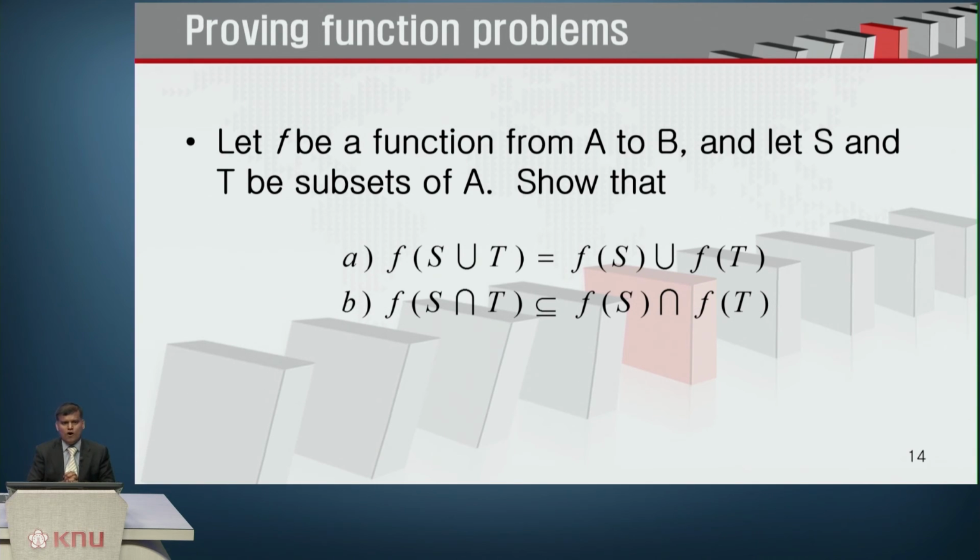We are here to prove function problems. Let f be a function from A to B, and let S and T be subsets of A. So we are asked to show f of S union T equals f of S union f of T. The next one is f of S intersection T is a subset of f of S intersection f of T. Well, as we have seen, for these function questions, just relate what we have seen earlier in the properties of functions, and remember here we are trying to show this with respect to sets and subsets. Yes, they are coming together now.